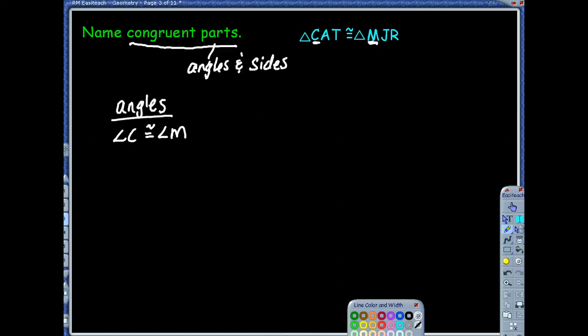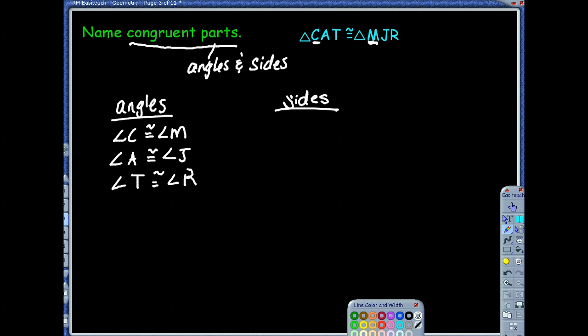All right, so angle A would be congruent to angle J, and angle C would be congruent to angle... did C, I think? Oh, sorry, T. Thank you. That's all right. Angle T would be congruent to angle R. All right, there are three pairs of congruent angle parts there.